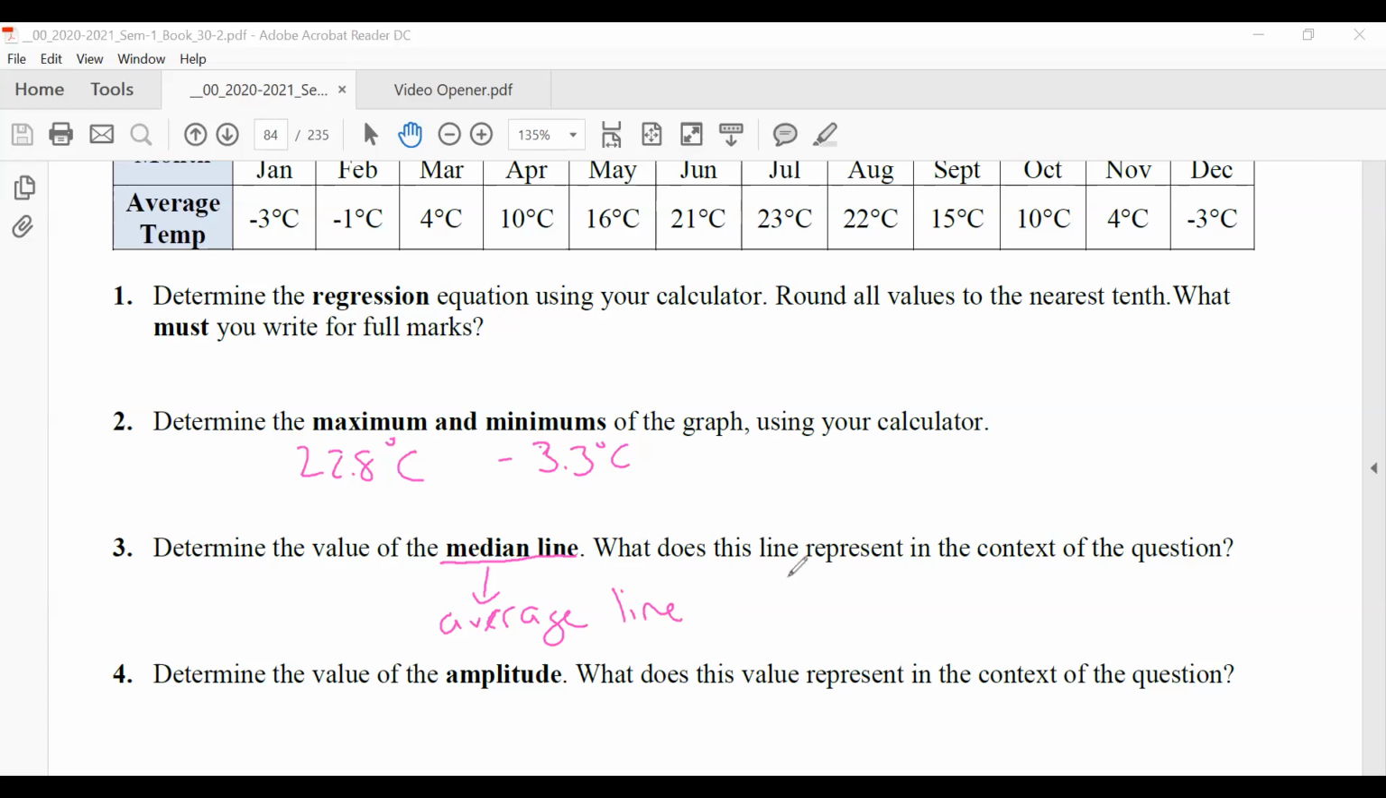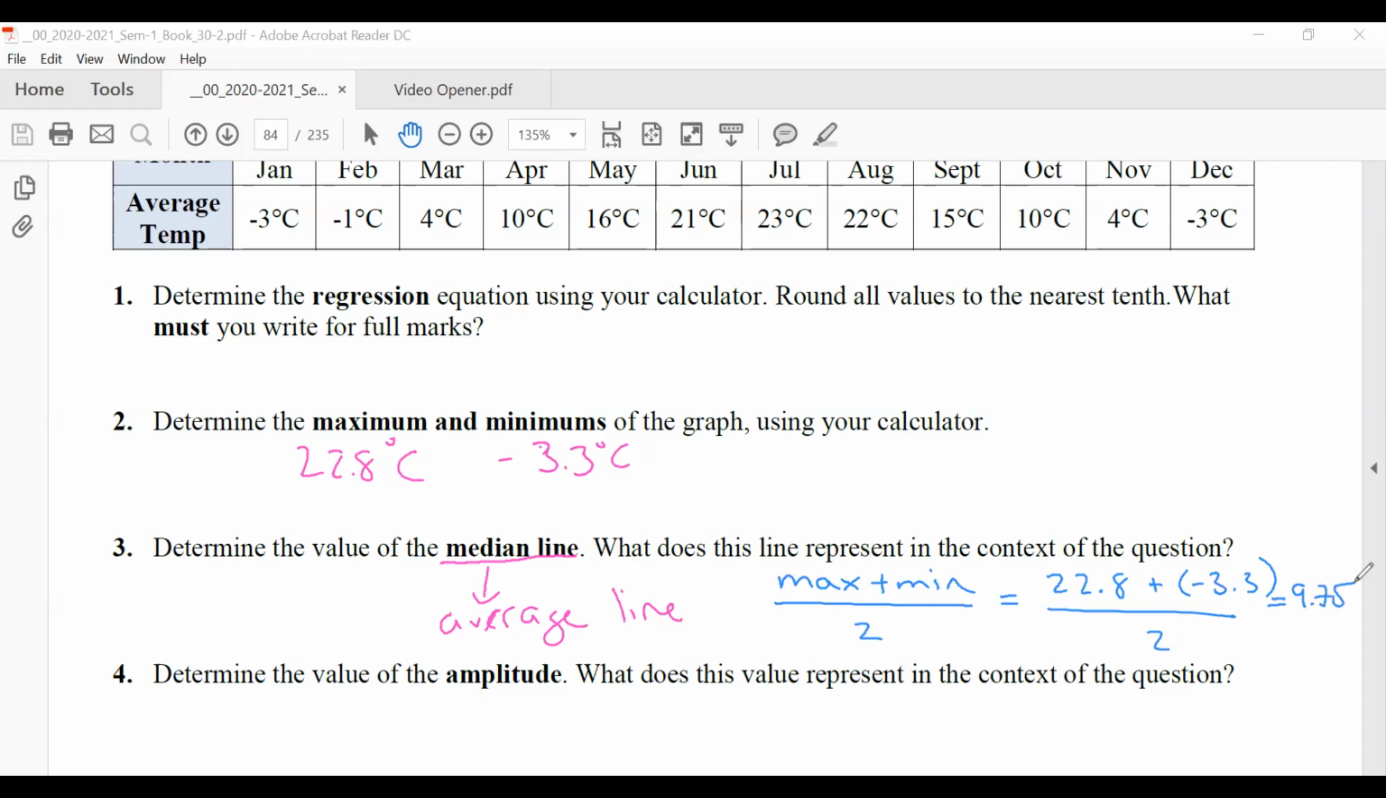Well, for us, I'm going to take our highest value plus our lowest value, and if I want the average of two things, I'm going to add them together. So I'm going to go 22.8 plus negative 3.3 divided by 2. Okay, put that in your calculator. Let's find out what we get. 22.8 minus 3.3 divided by 2. I get an average value, or my median line, of 9.75.